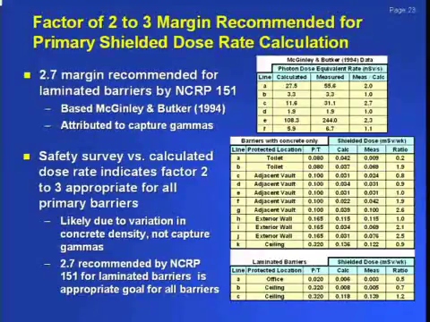You can blow it up and magnify it, but I just wanted to show you where, at least the way we do the calculations, what all the numbers are and how to plug them into the calculations. So again, a safety factor of 2 to 3 is highly recommended for your primary shielding dose rate calculations. Using a 2.7 margin correlates with NCRP 151 as well as Pat McGinley's book. The safety surveys that we have done for the calculated dose rate indicate that is about appropriate. Again, our calculations for primary barriers really match very well with these safety factors.